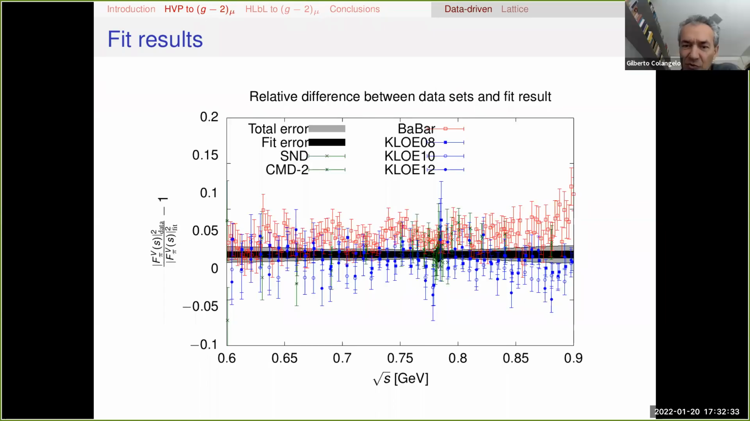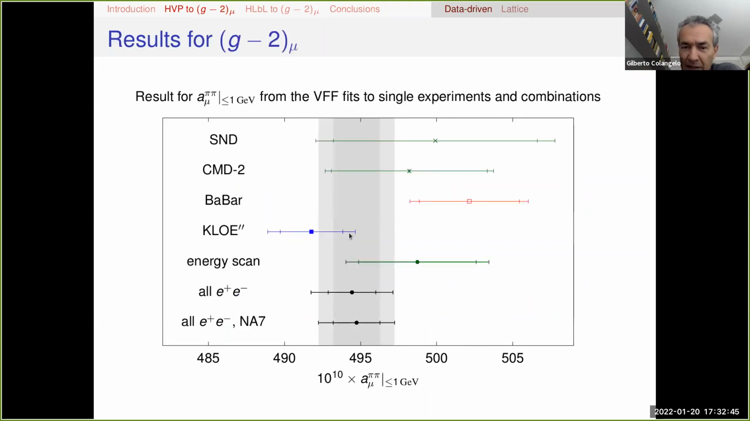Yeah, so this plot shows the relative difference, and you see blue is KLOE and red BaBar. You see the well-known systematic difference between the two, KLOE being lower than BaBar. And here, a plot showing the contribution to g-2 if you use either of these data sets, those we have analyzed at the time. And again, you see the difference between KLOE and BaBar, or what you get if you combine everything.